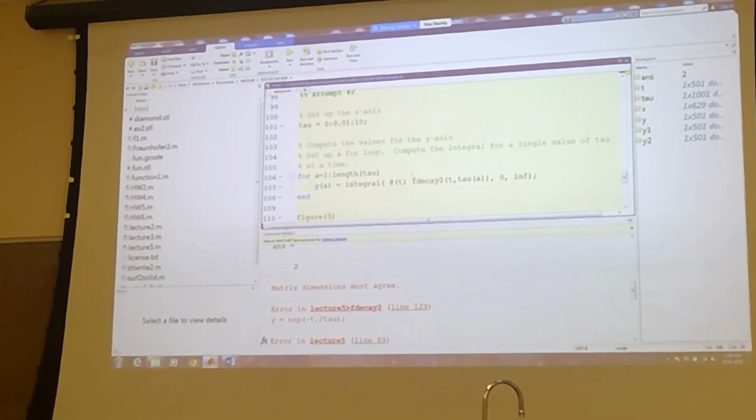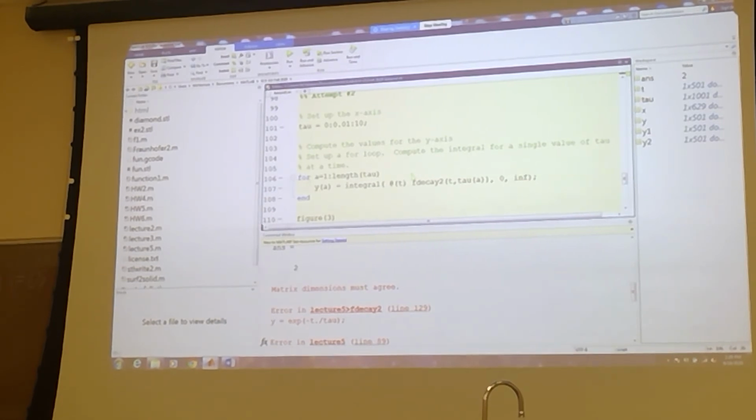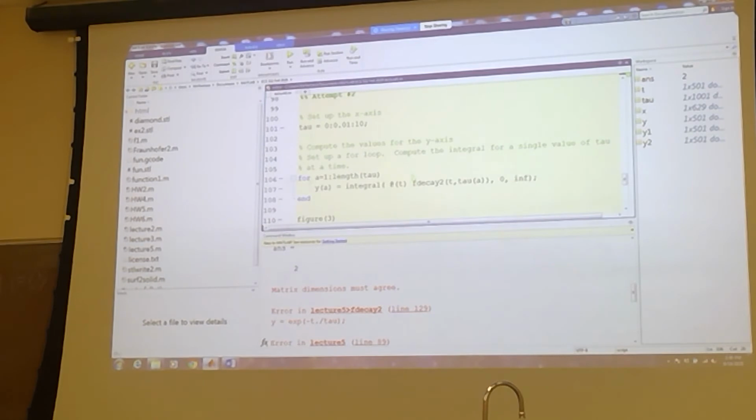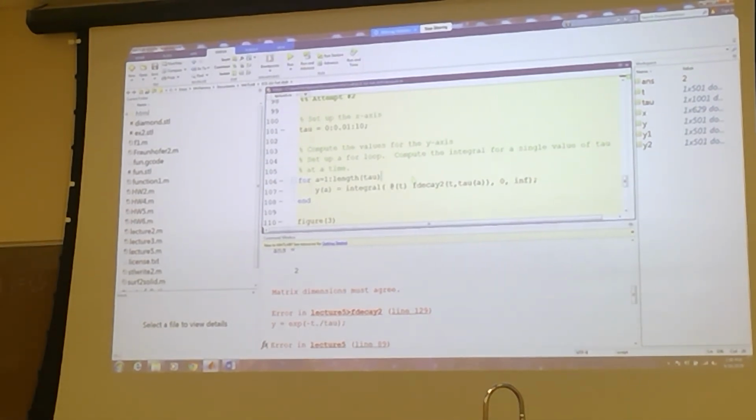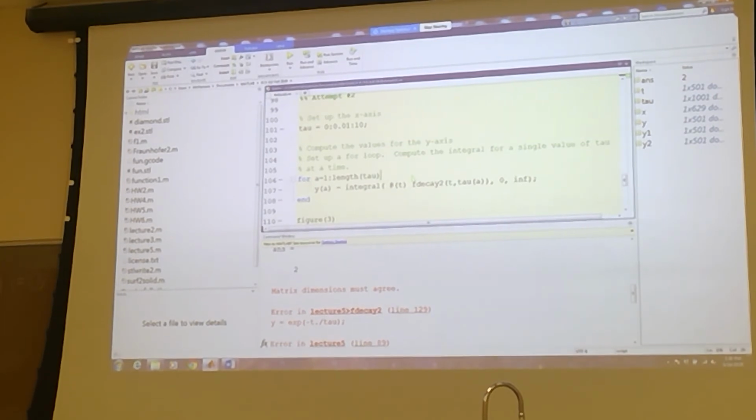But I have to be careful here. I cannot say for tau or whatever, right? I don't want the values of tau. I need to index through tau. Okay? And so it's a little bit of a pain, but it'll work.